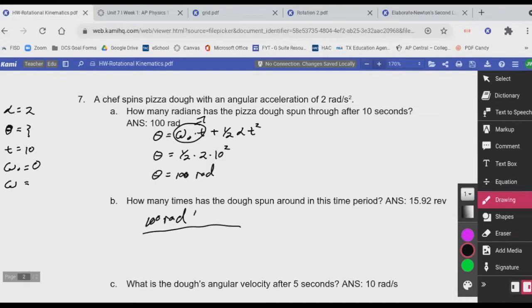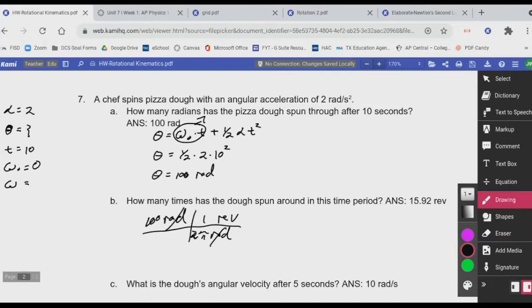We know that if radians is on the top, we've got to put it on the bottom to cancel it out. So I'm going to put radians down here. And we want revolutions. We know one revolution is 2 pi radians. Here, radians cancel out. I take 100 and divide it by 2 pi.